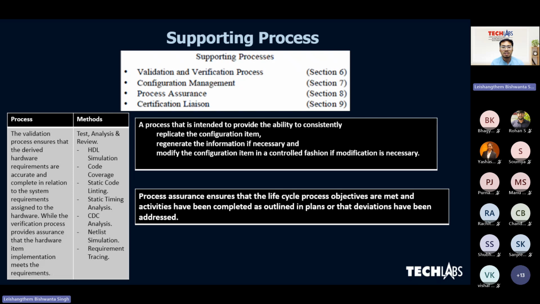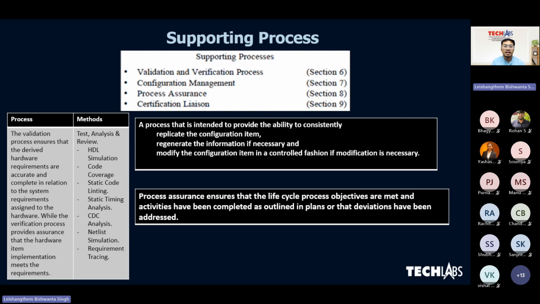Apart from validation and verification in the supporting process, we have to record and archive our documents, lifecycle data, and everything that is happening during the DO-254 process. That is what is governed by configuration management. Configuration management is a process intended to provide the ability to consistently replicate the configuration item, regenerate the information if necessary, and modify the configuration item in a controlled fashion if modification is necessary.